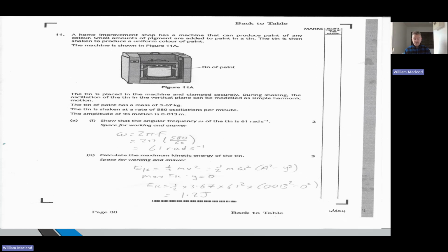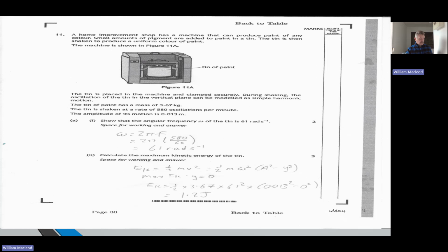Show that the angular frequency of the tin is 61 radians per second. So use your angular frequency equation, 2 pi f. So you've got the frequency being 580 oscillations divided by 60 seconds. So that gives you 61 radians per second, which means you have shown that the angular frequency is 61 radians per second.